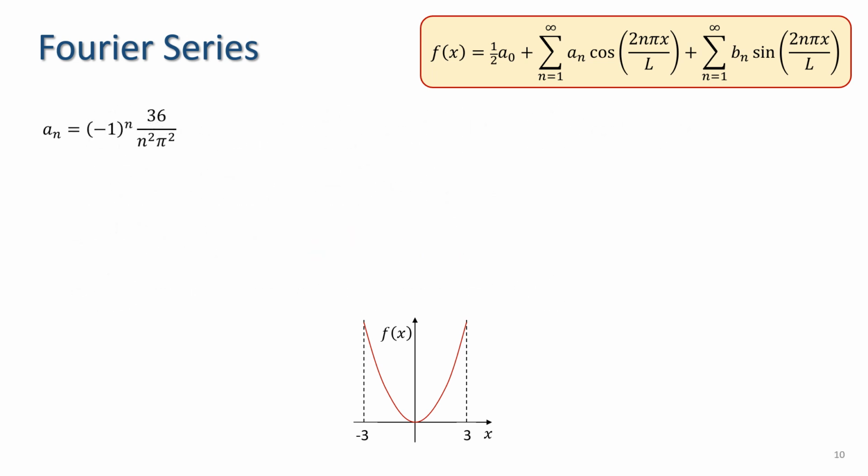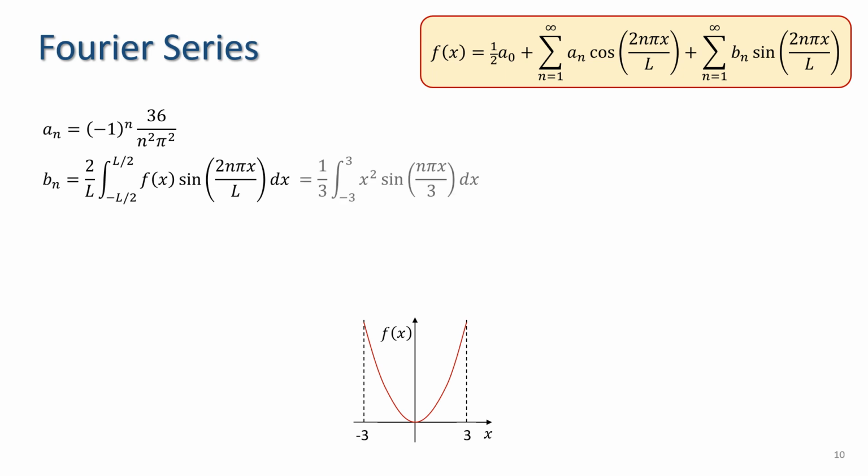For bn, we have the formula 2 over L times the integral between -L/2 and L/2 of f of x times sine 2n pi x over L dx, giving 1/3 times the integral from -3 to 3 of x squared sine n pi x over 3 dx. We could work through the integration again, but in fact we don't need to because we have an even function in this case which always yields 0 values for the b coefficients, i.e. we have bn equals 0 for all n.